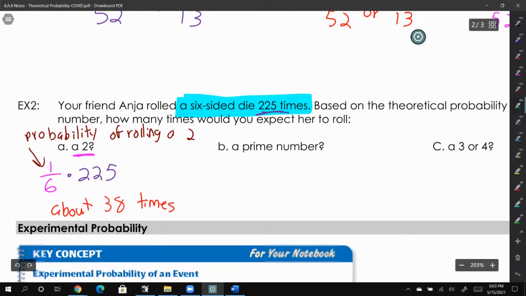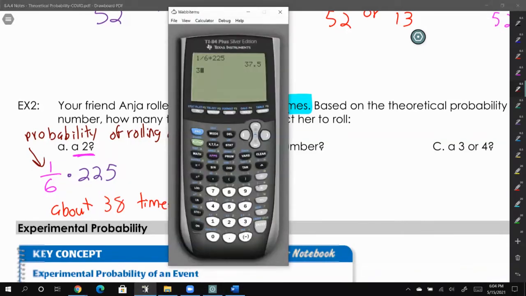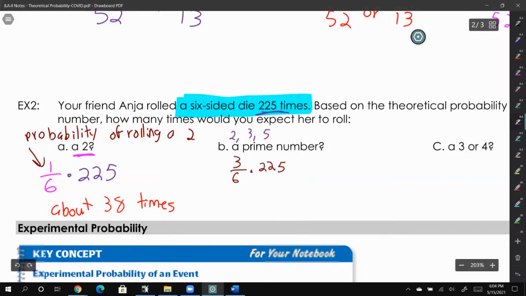Now, letter B, a prime number. So 1 is not a prime number, so 1's not going to count. So what are the prime numbers we have? We have 2, 3, and 5. 4 is not prime, and 6 is not prime. So 3 out of 6 times 225. We get 112.5, or 113 times.